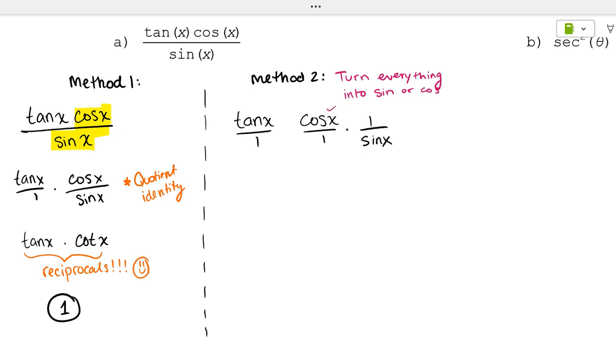So if we're using this method, well, these are already sine and cosine, but I can change tangent to be sine x over cosine x. Now, I still have this cosine x, which I don't have to write over 1, but I think it really helps to remind us that it was in the numerator, and sine x was in the denominator.